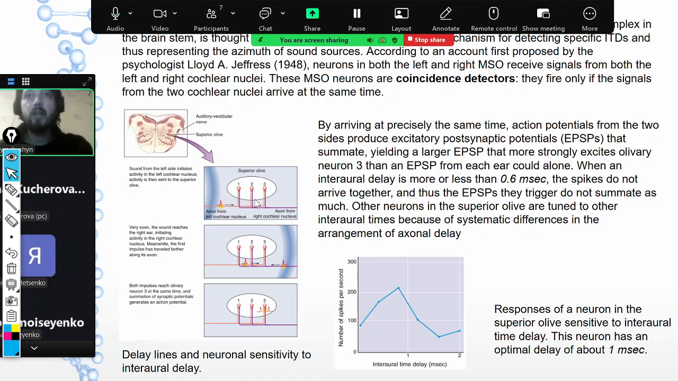And depending on the length of the axon, it might happen that some inputs will coincide at certain neurons, and that neuron will activate. So they are detecting the coincidence. And depending on which neuron activated, we know some time difference between signal coming from the right ear and from the left ear. And that's pretty cool because we can use this information for, let's say, different purposes.